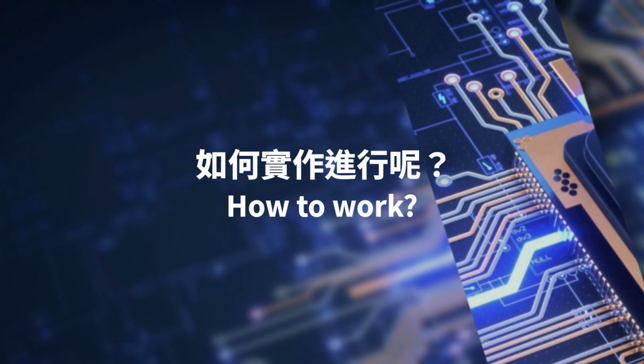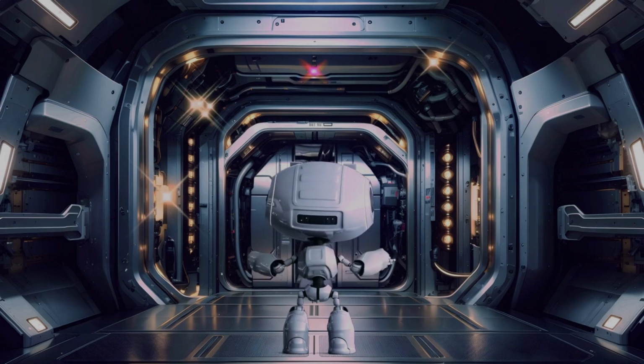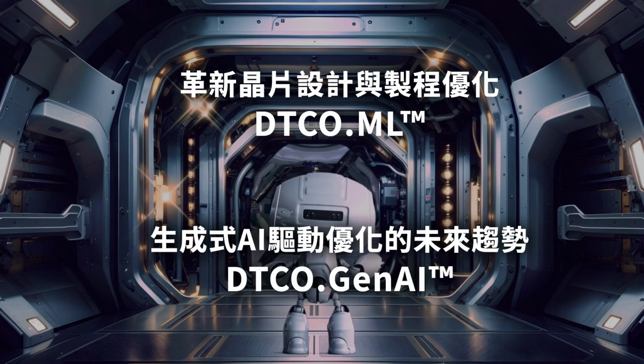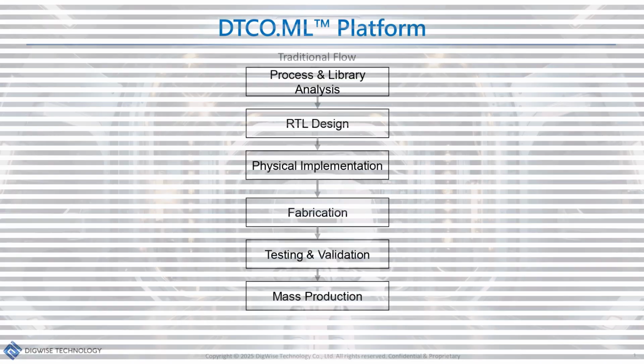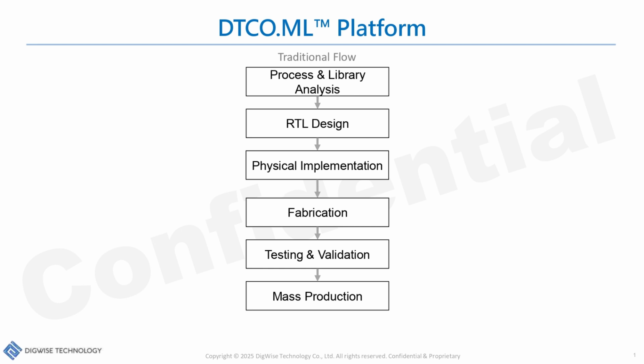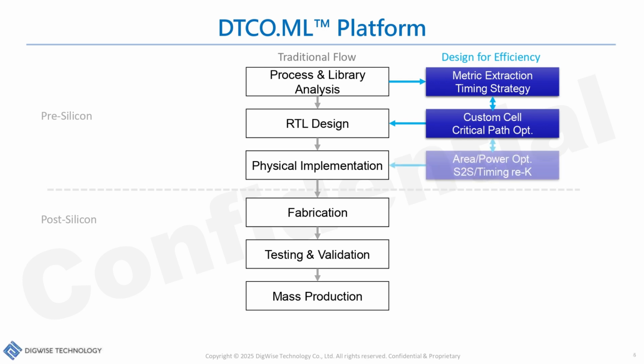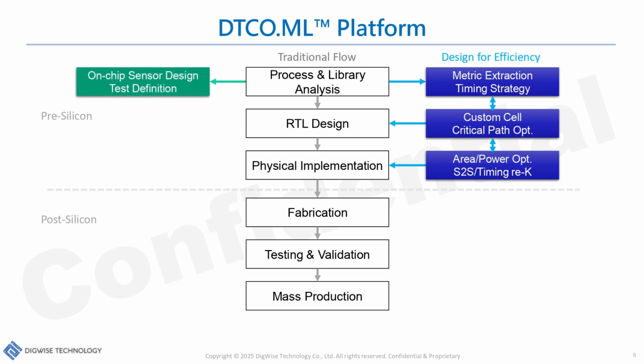So how does it work? Let's look at our DTCO platform in more detail. DTCO ML and DTCO Gen AI. We divide the semiconductor workflow into two stages, pre-silicon and post-silicon. In the pre-silicon phase, we tackle tasks like process analysis, SPICE modeling, and feature extraction. We also customize key components, enhance microarchitecture, and embed on-chip sensors for real-time monitoring and defense strategies.